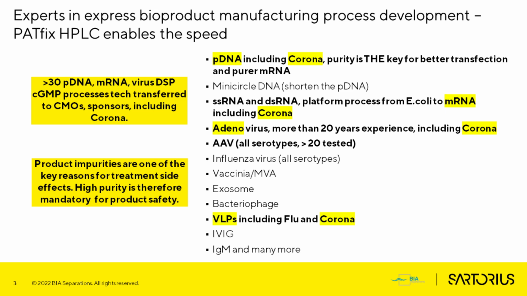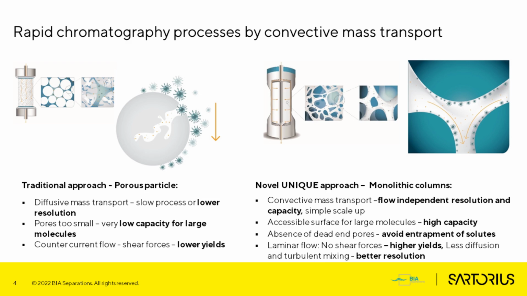We are, as you can imagine, the experts in bioproduct manufacturing process development. We have over 30 cGMP processes that include plasmid DNA, messenger RNA, and also virus downstream processes that we transfer to different CMOs and sponsors. Some projects also include the ones with coronavirus. We have more than 20 years of experience with adenovirus, with almost all serotypes of AAV, with influenza virus, vaccinia, exosomes, bacteriophages, virus-like particles, and many, many more.